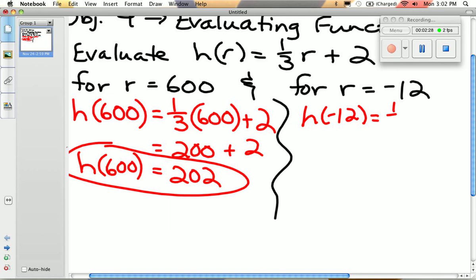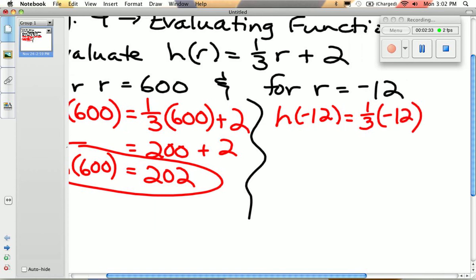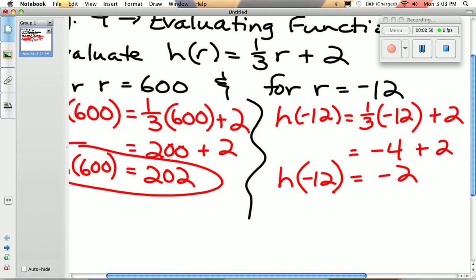And we substitute in our independent variable value of -12, our domain value. And we say, okay, what's positive times a negative? Negative. And 1/3 of 12 is? -4. So we get -4, don't we? And -4 plus 2 is? -2. So h of -12 is -2.